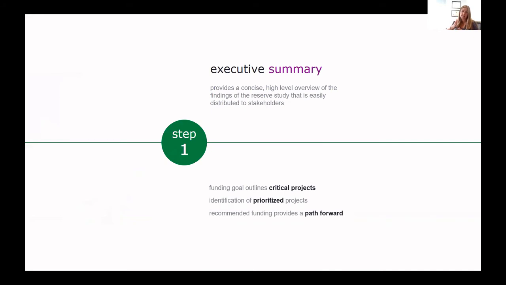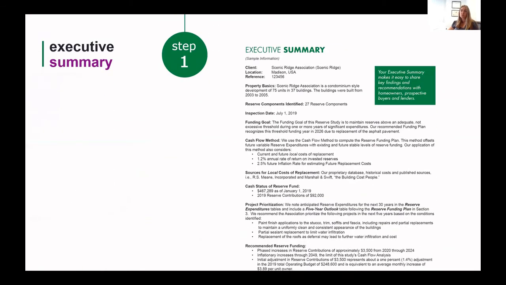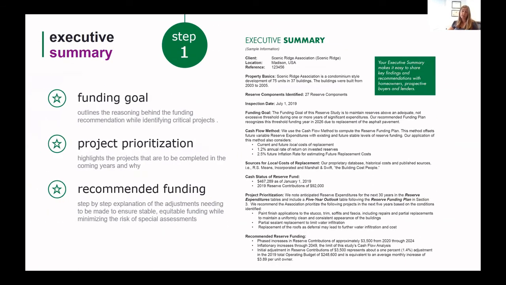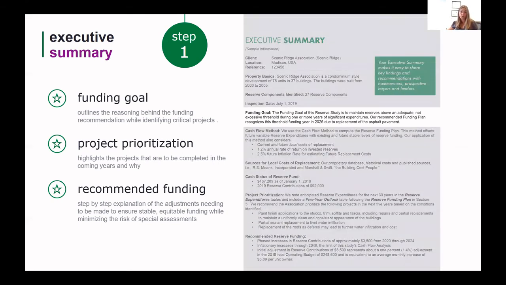It's this kind of concise, maybe a page or two, high-level overview of the findings. It's a nice short document, or portion of the document, that's easily distributed to all the homeowners, maybe potential buyers, where they can see the quick high-level findings. When did the study occur? What was the funding goal? What ultimately drove those funding recommendations? What funding method was utilized? What are the near-term projects that we should prioritize? What are our real near-term needs that we need to focus on?